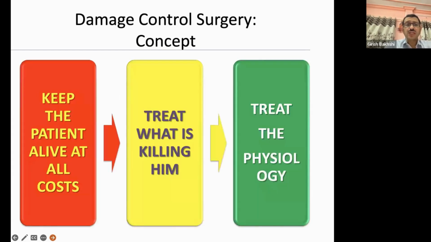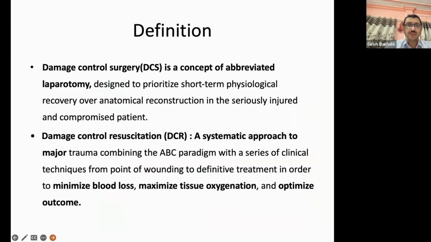The concept was to keep the patient alive at all costs and treat what is killing him. That means the triad, or what we call the diamond of death, and correct the physiology. Once you have corrected the physiology, the patient can undergo definitive surgical management. Damage control surgery or abbreviated laparotomy is designed to prioritize physiological recovery, or maintaining the hemostasis which has been disturbed by trauma, so that the patient can later be taken up for definitive management.